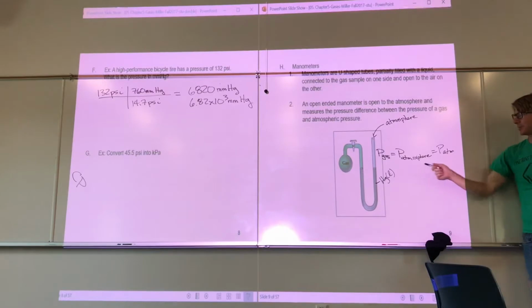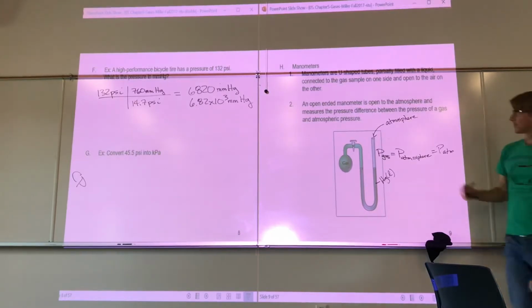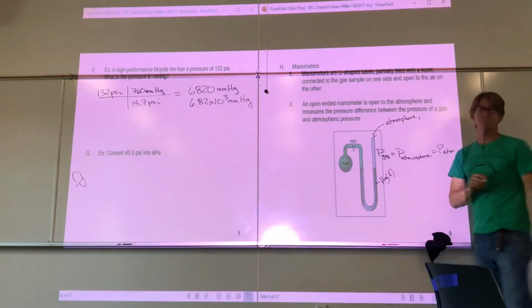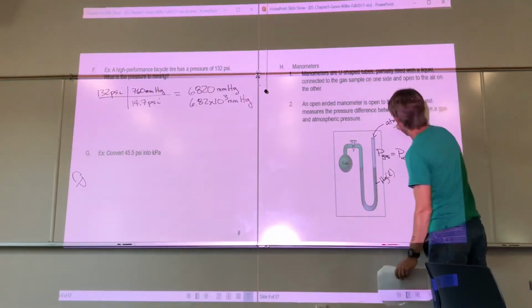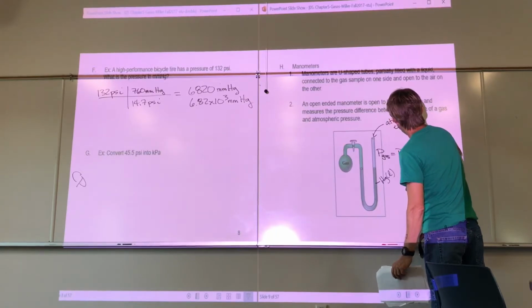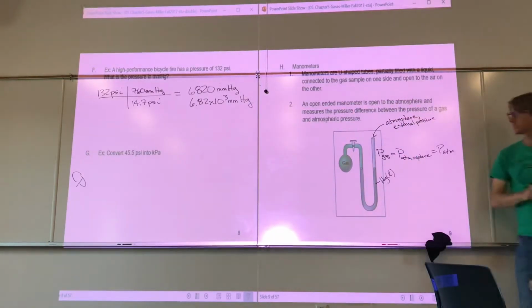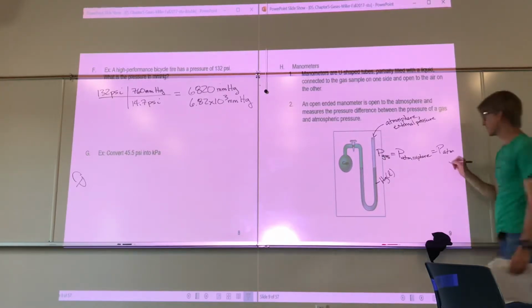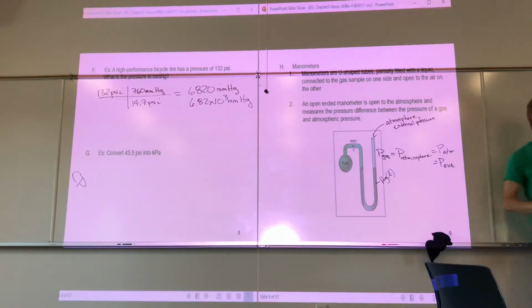I don't write atmosphere there, but it's a little bit of a long subscript, so I will oftentimes use ATM. Sometimes you'll also see external pressure. External pressure just means outside pressure. And so sometimes you'll see P external.